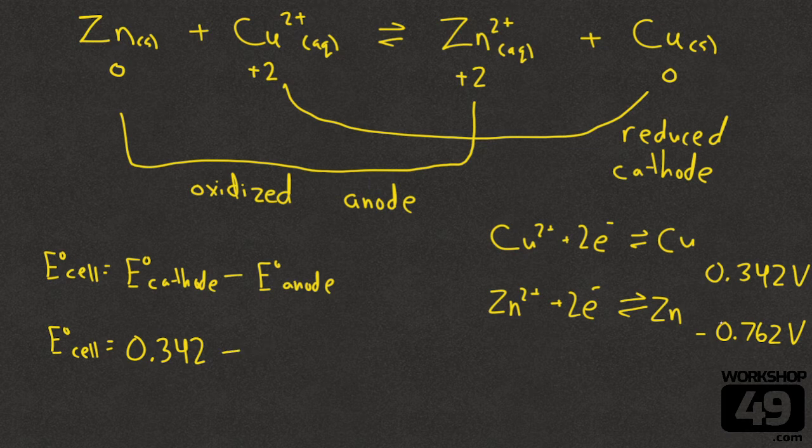Be mindful that this reduction potential is negative, so you're subtracting a negative number, 0.762. And if you work this out, you get that the standard cell potential is 1.104 volts. And that beats our last one. So this would have an increased voltage over the reaction that we just did. We're going to do one more.